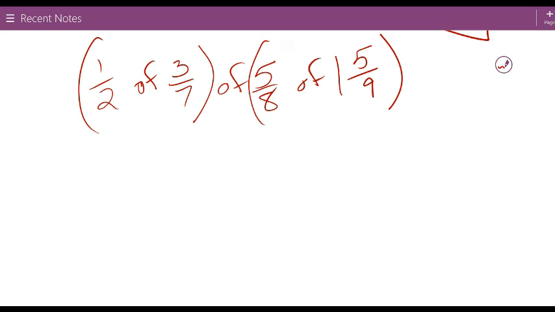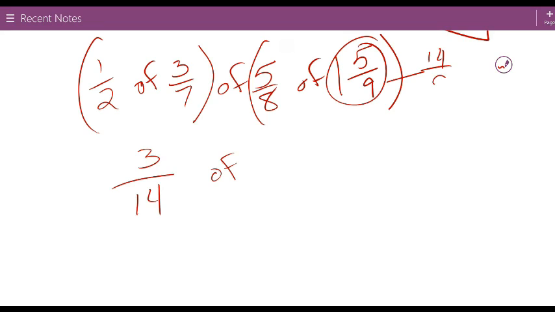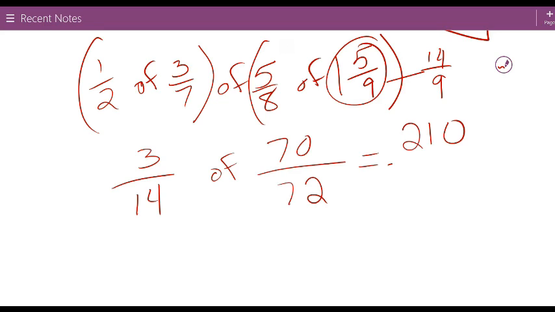you're working with compound fractions, you're just going to multiply your numerators, multiply your denominators. Okay, so 1 times 3 is 3, 2 times 7 is 14 of 5 times, this needs to be converted first, so that's going to be 9 plus 5 is 14/9. So 5 times 14, 70, yeah, 70 is 70 seconds, and now we're just going to multiply again, so that is going to be 210.